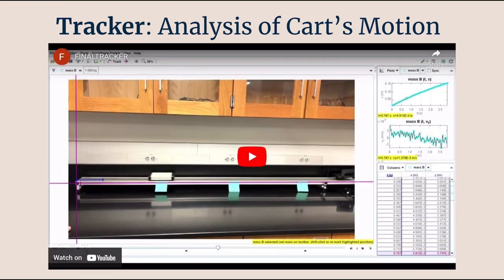In our experimental model, I used the video of the cart and Tracker to plot the object's position as a function of time. The cart moves from left to right going in a positive x direction, resulting in an upward sloping graph of position versus time. The data points from Tracker are used to plot the experimental model of the cart's motion.